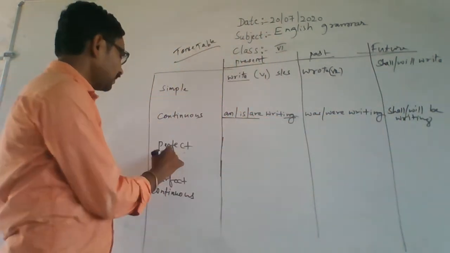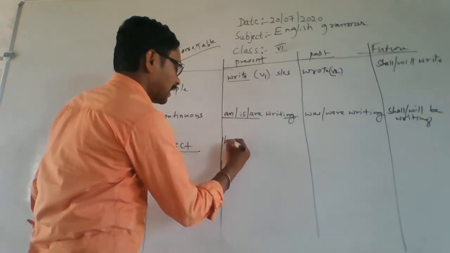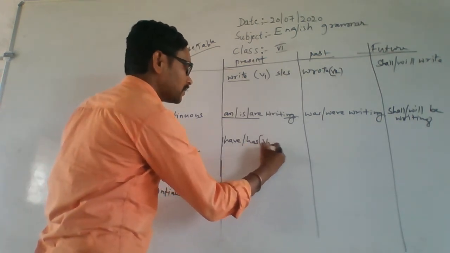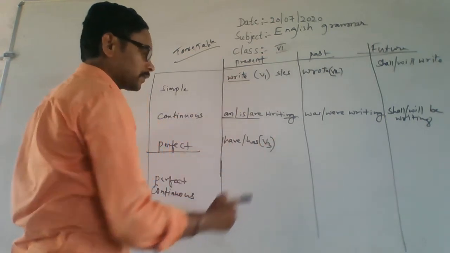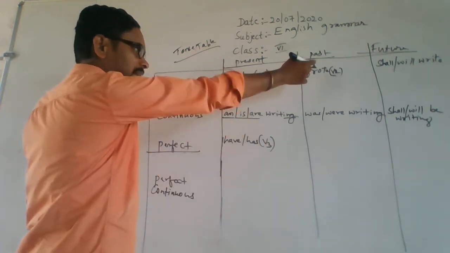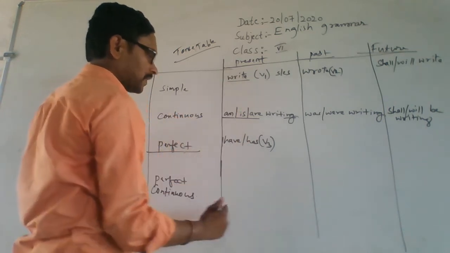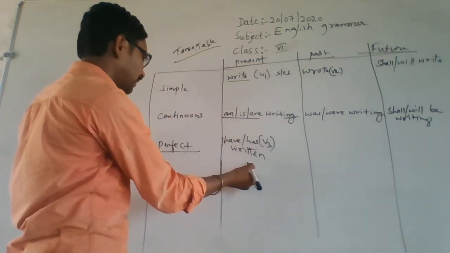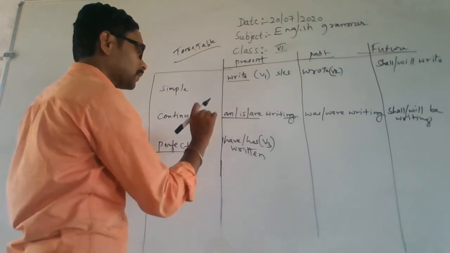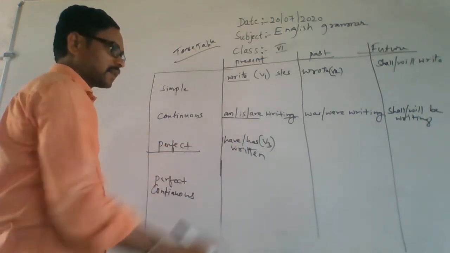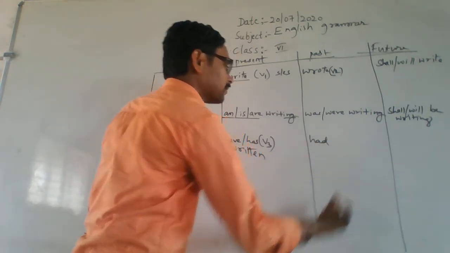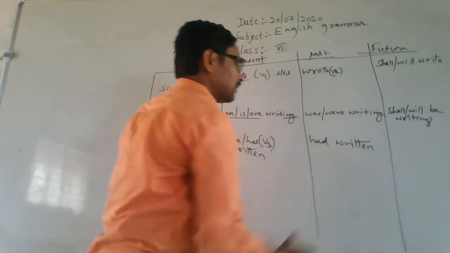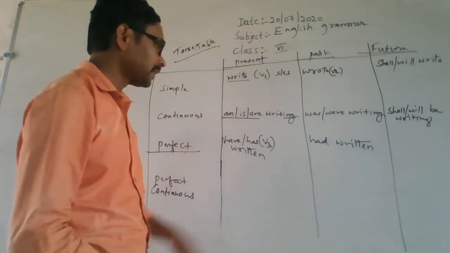Is it understood? Then perfect. Here two helping verbs: have or has. We should write V3 here. Write is V1, wrote is V2. What is the V3 of write? Yes, written. In any perfect tense you take, you should write V3. Is it right? Like here, had written. So then in future perfect, let's see how to write.